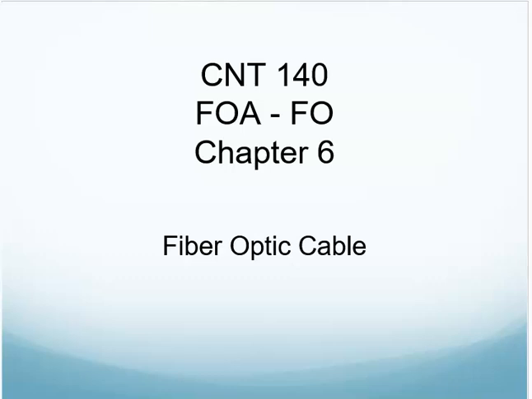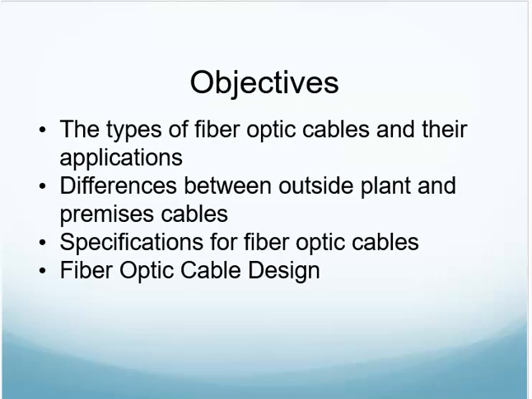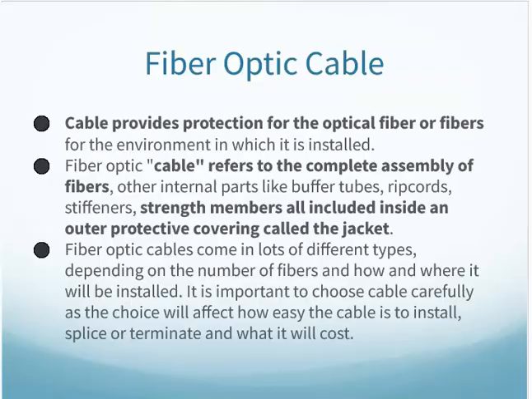All right, CNT140, we're looking at Chapter 6. In Chapter 5, we looked at a lot of the internal structure of the fiber, if you will. Now we're going to look at some of the external structure of the fiber, the cable itself. So here we're going to be looking at the jacket and how the fibers are arranged inside the cable and so forth. All right, so let's take a look.